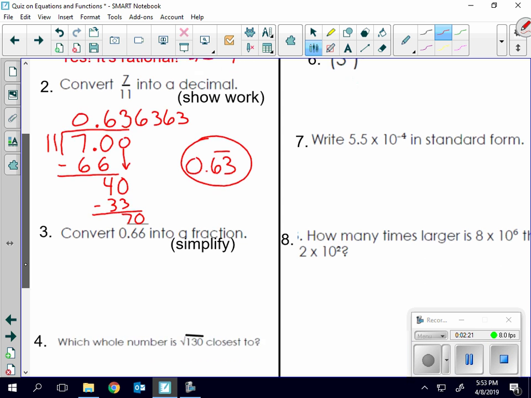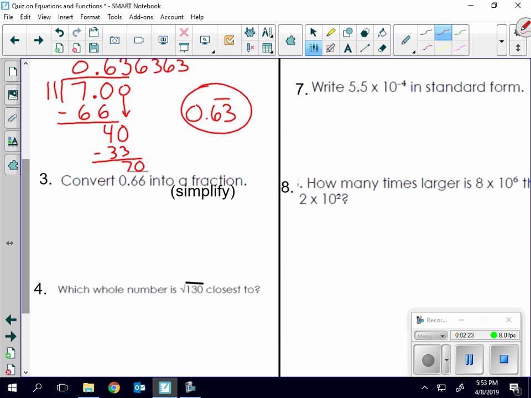All right, number 3, convert this into a fraction and then simplify. Well, we have the tenths place and the hundredths place, so we're going to put 66 over, well, we would put it over 100 if it weren't repeating. I'll erase this up here so you can see there's a repeating bar there. Since it's repeating, we want to put it over 1 less, and I actually saw somebody write this on their paper. I thought this was nice.